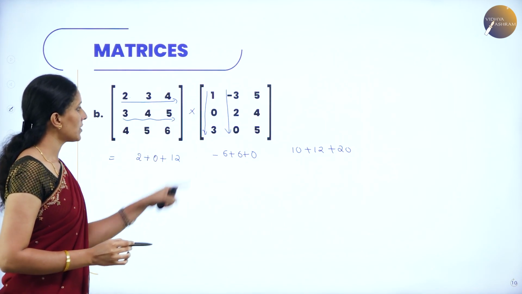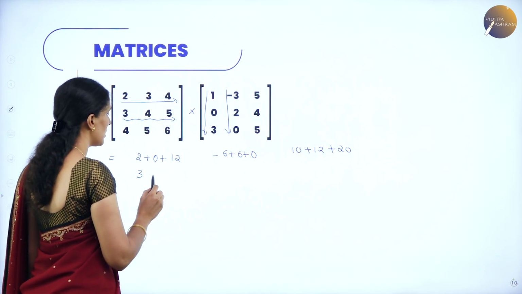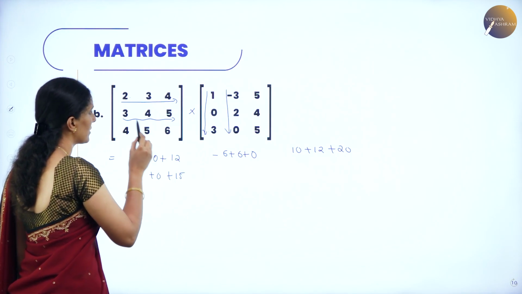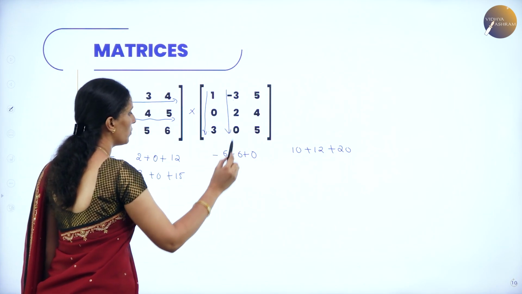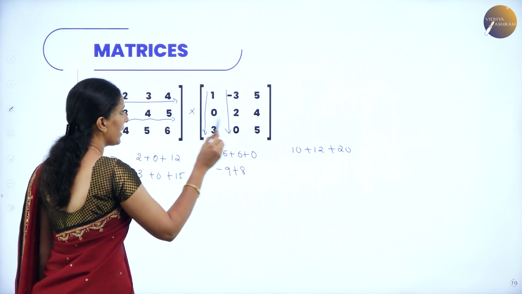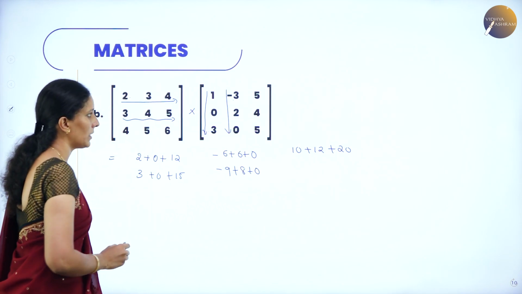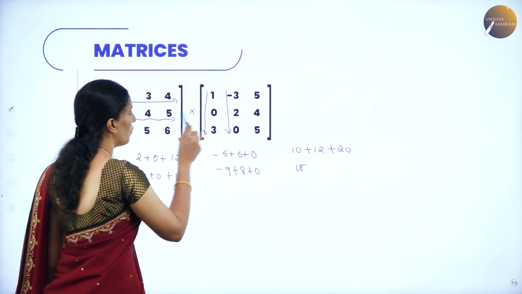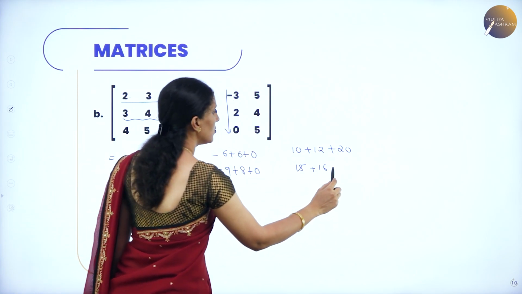So second row, first column. 3 1s are 3. 4 0s are 0. 5 3s are 15. Next, 3 into minus 3, minus 9. 4 2s are 8. 5 0s are 0. Then second row, last column, that is third column. 3 5s are 15. 4 4s are 16. 5 5s are 25.